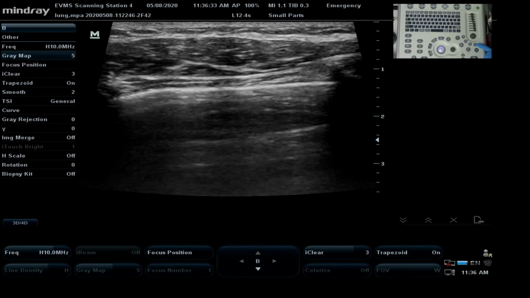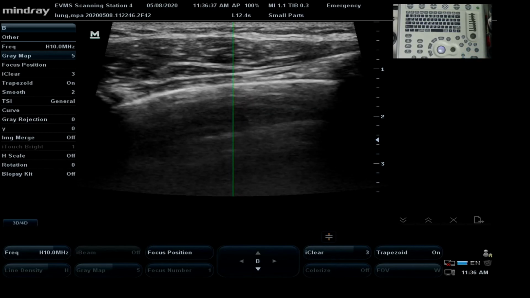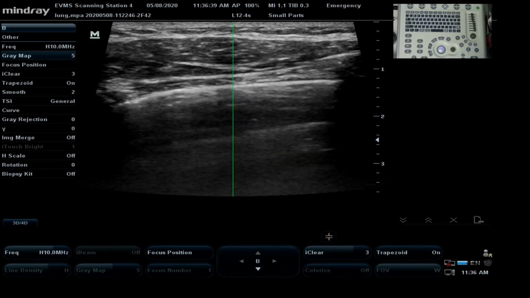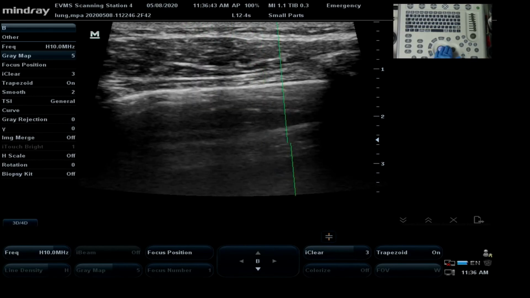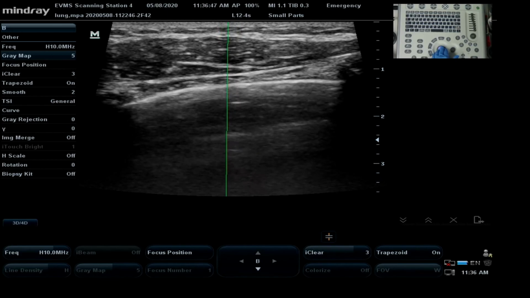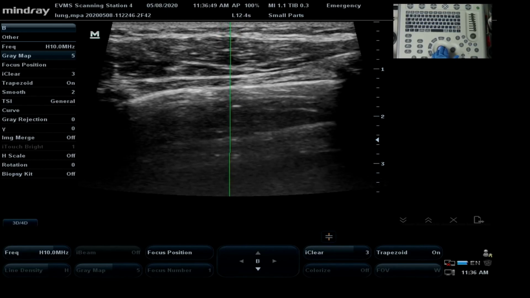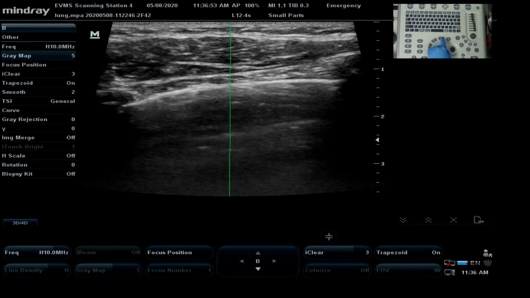They'll use M. When I engage M, and I'm going to press that button now, we get a line down the screen. You can use your trackball and move that line across your screen. But I'm just going to keep it right in the middle of the intercostal space here. And then I'm going to engage it by pressing our update key.